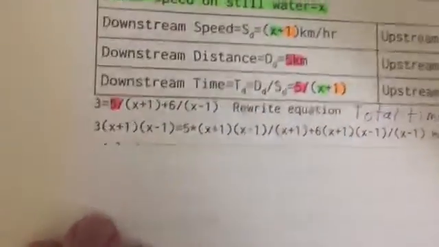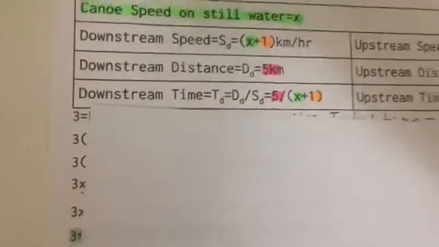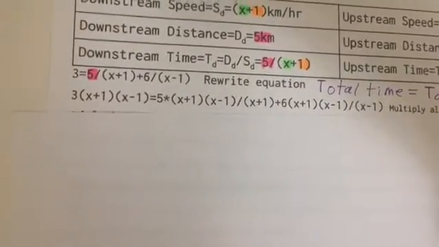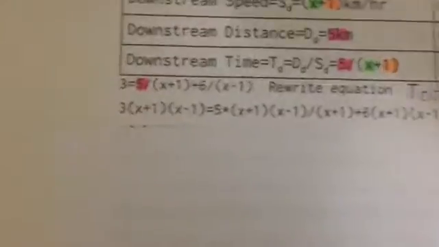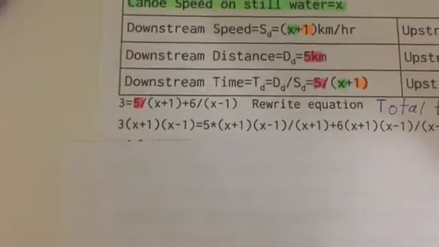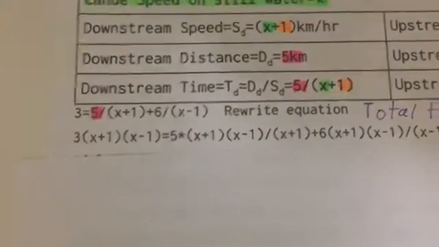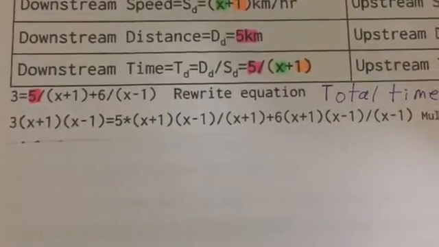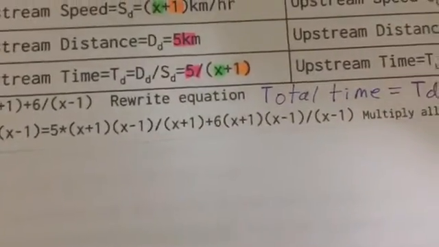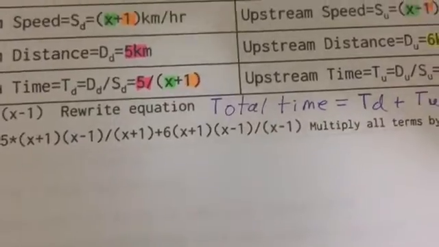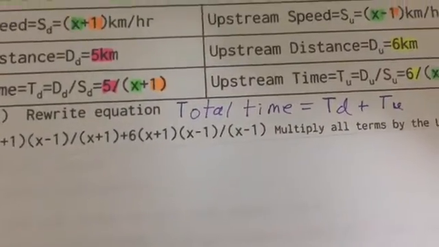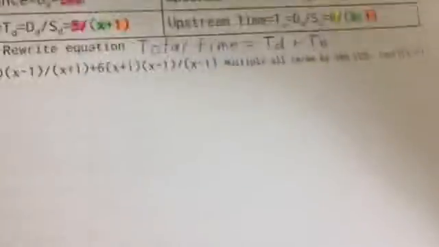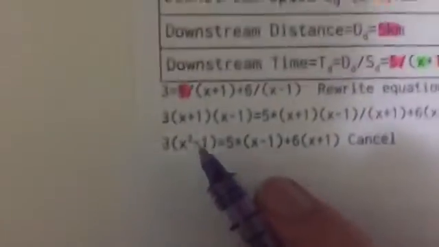Which means now we can multiply all the terms in the equation. Oops, you're not supposed to see that yet. So we have 3 times x plus 1 times x minus 1 equals 5 times x plus 1 times x minus 1 divided by x plus 1, plus 6 times x plus 1 times x minus 1 divided by x minus 1. I know that's quite a mouthful. And then we can actually do some canceling here.